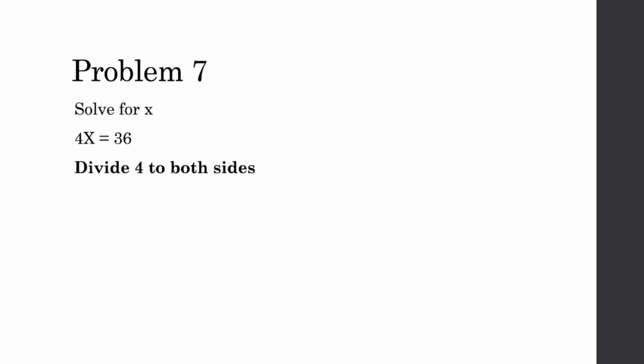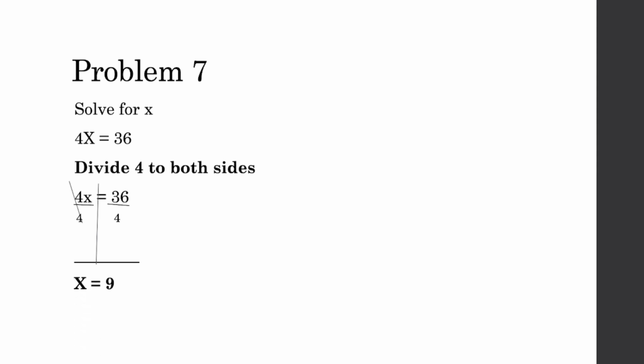So hopefully you come up with the following. You're going to divide 4 to both sides since you're multiplying, right? The number in front of x means multiplication. So we are going to divide 4 to both sides. And when you do that, the 4's cancel out on the left side, leaving it with just x. And 36 divided by 4 gives you 9.